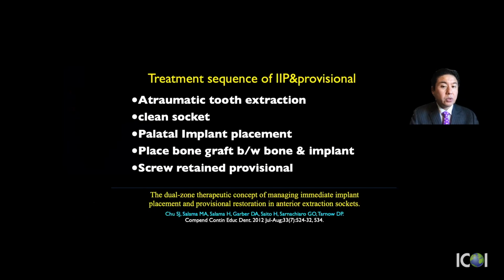So the treatment sequence of immediate implant placement and provisional: you do an atraumatic tooth extraction and clean the socket, debride everything, and then do palatal implant placement, okay? And then place the bone graft between the buccal bone and the implant, pack tightly, and then you always try to make a screw-retained provisional, because with a cement-retained provisional you can sometimes leave excess cement, and so you have a gap between the provisional and the abutment. So we prefer to do the screw-retained provisional restoration. So that is the treatment sequence of immediate implant placement and provisional.